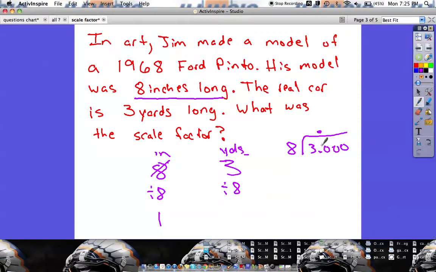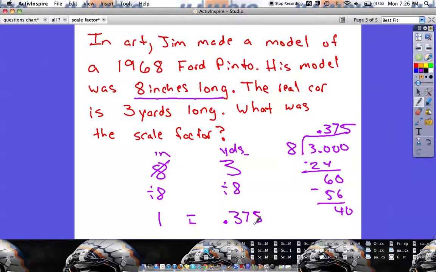If we had to divide by 8, that should be familiar to you, setting it up like this. 8 goes into 30 three times, which makes 24. Subtract, 6, bring down the 0. 8 goes into 60 seven times, that's 56. Subtract equals 4, bring down the 0. 8 goes into 40 five times. So basically what we're saying is 1 inch on our car in real life is not quite half a yard. It's 0.375 yards. If it was 0.5 yards, that would be half, so this is just under half a yard.